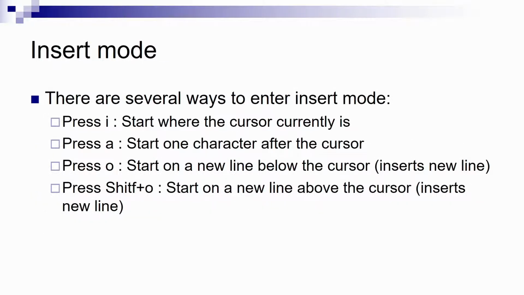Okay, so let's talk about insert mode now. And like I said, you can use I to enter insert mode, but there is also another way. So I just takes you to the current place where the cursor is now. If you press A, then it will start one character after the cursor, and if you press O, it will insert a new line below the cursor. If you use Shift and O, it will insert a new line and start from there above where the cursor is at the moment.